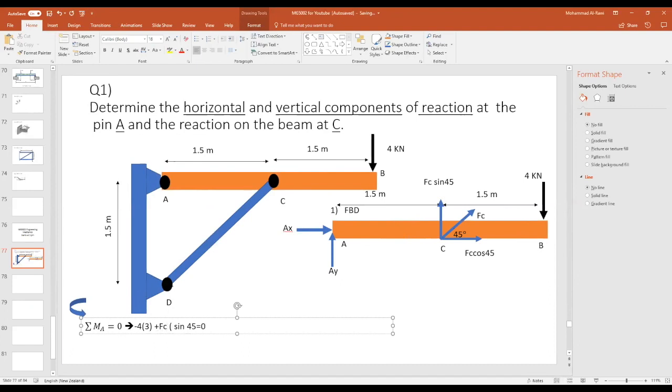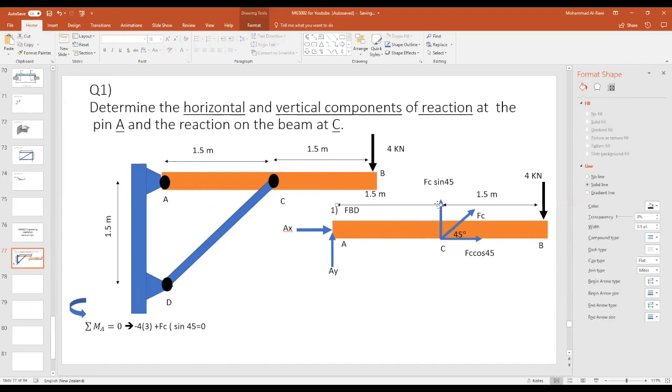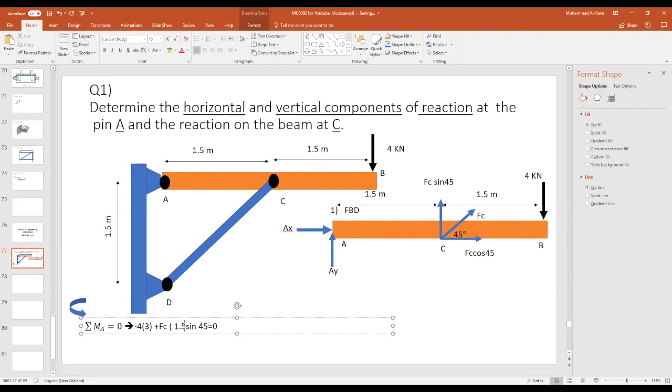What's the distance? If you look carefully, it's acting from here, the middle point, till point A, which is 1.5 meters. And then you have your full equation. So always it is force times distance plus force, because the force needed the components of it, times the distance 1.5. Now this equation has one unknown. Rearranging the equation, what you will end up, FC value should be equal to 11.31 kilonewtons.